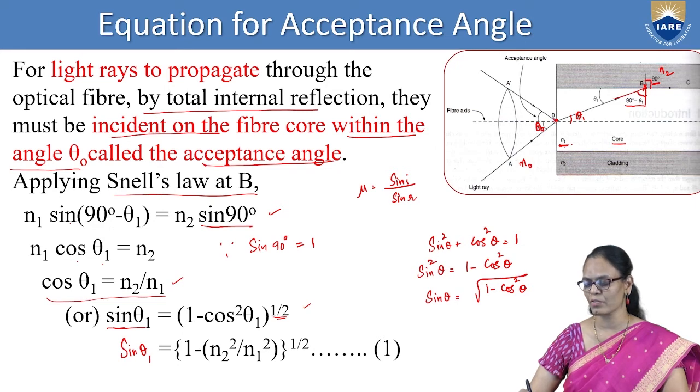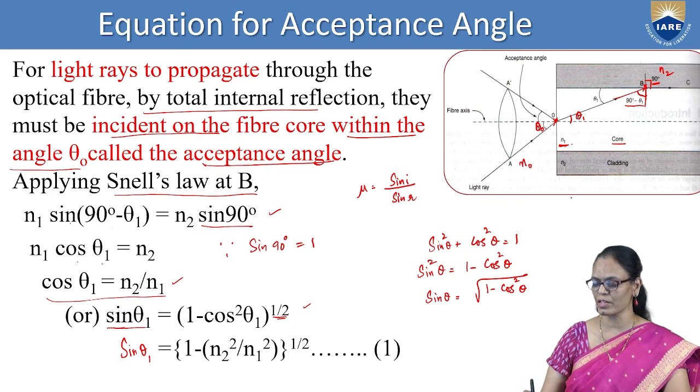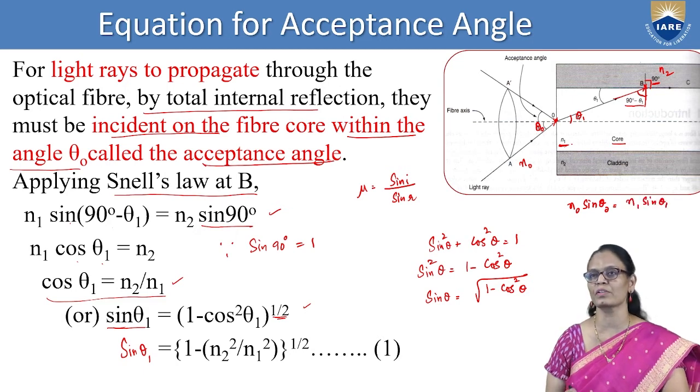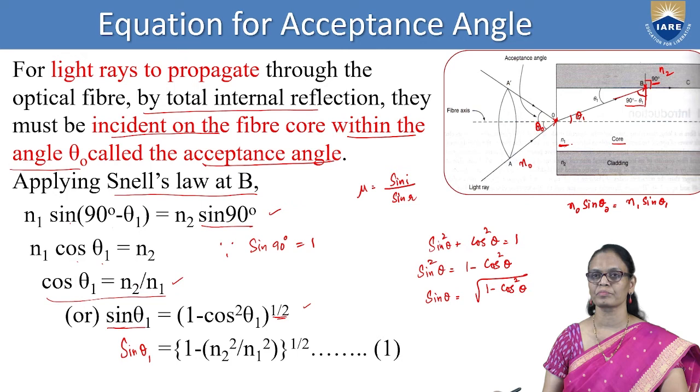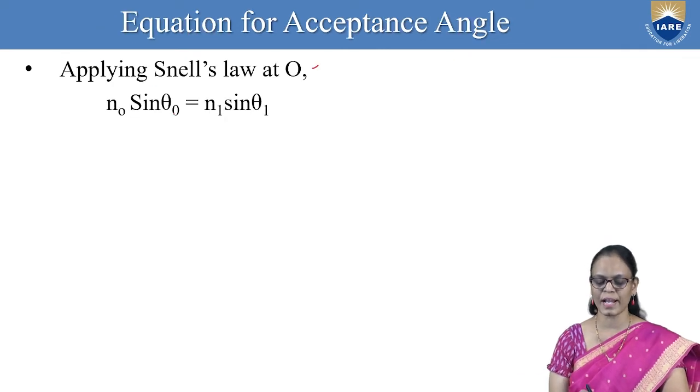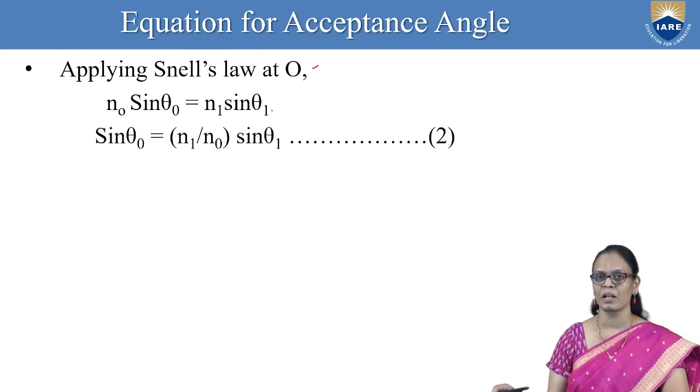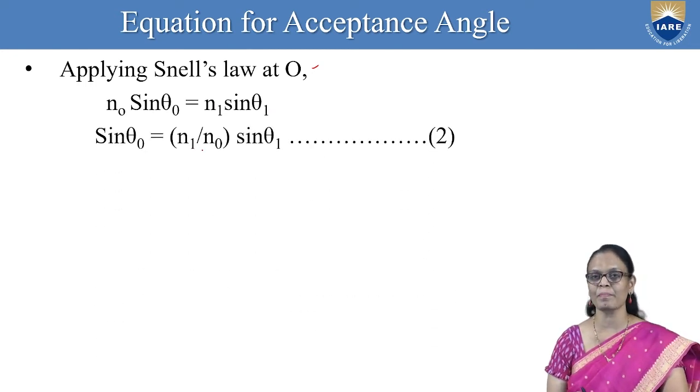So from this figure at the point O, what we can write is N naught sine theta naught will be equal to N1 sine theta 1. This is the point O we are talking about. This is nothing but Snell's law. We are applying Snell's law at the point O. So N naught sine theta naught is equal to N1 sine theta 1. Now sine theta naught is equal to N1 by N naught into sine theta 1.